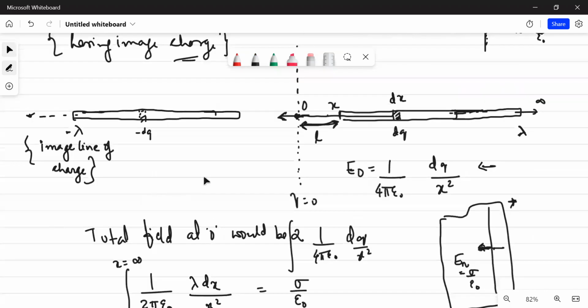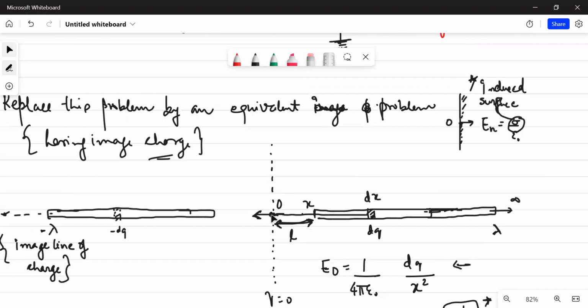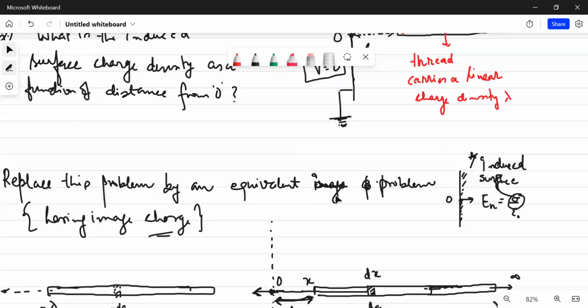Now, instead of O, if someone asks what would be the induced surface charge density as a function of distance from O, I'll have to take some distance from O now. So this is what was asked.